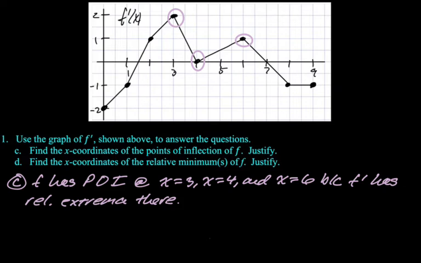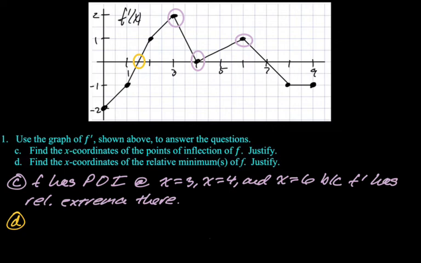Find the x-coordinates of relative minimums, possibly, and justify. So minimum will be where f prime goes from negative to positive. If you look at the graph, there's only one place that you go from negative to positive, really. It's at 1.5. So that's going to be our only answer.